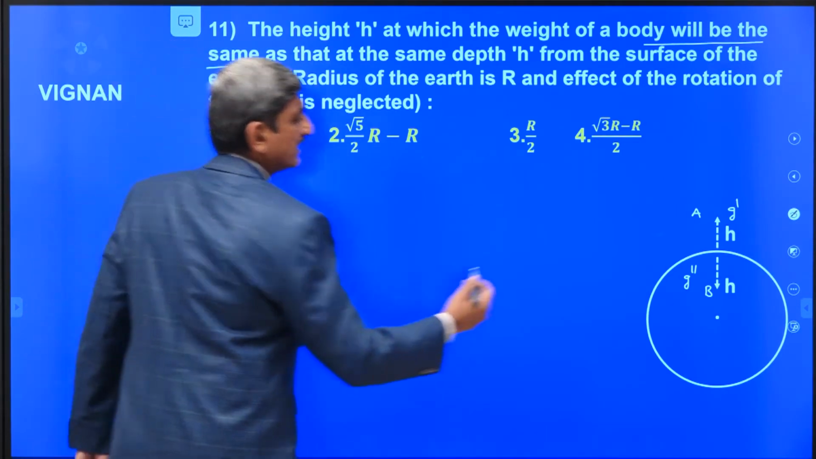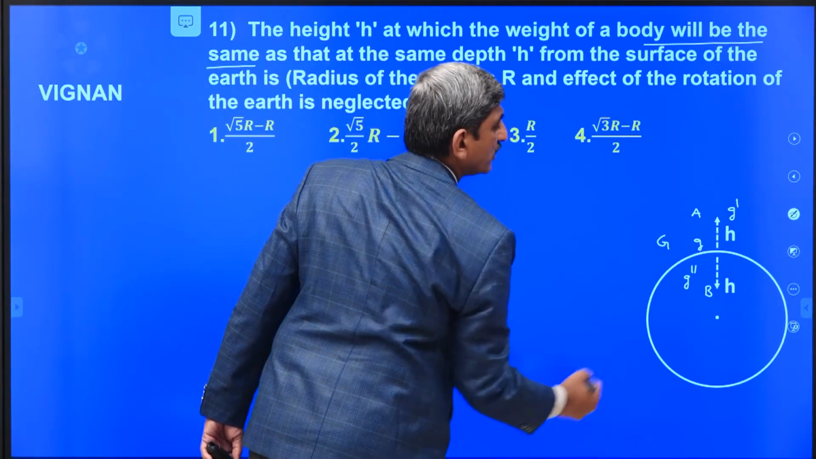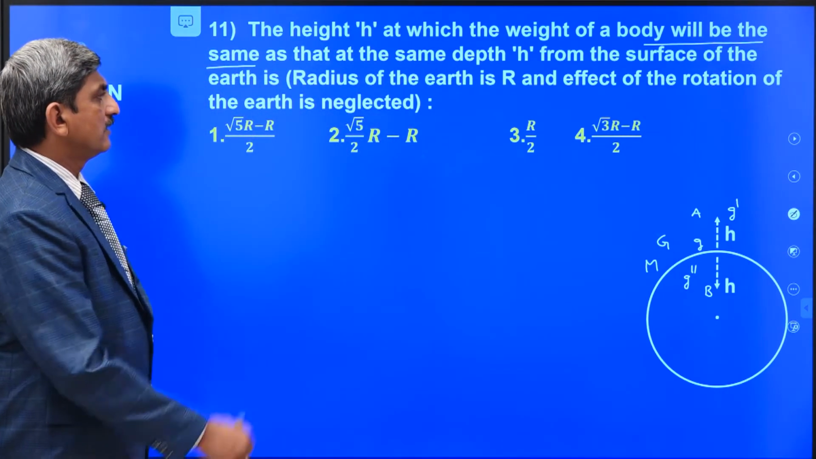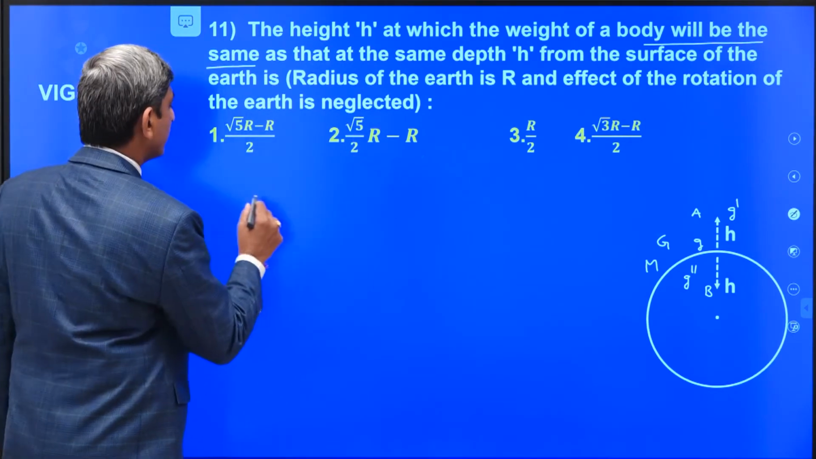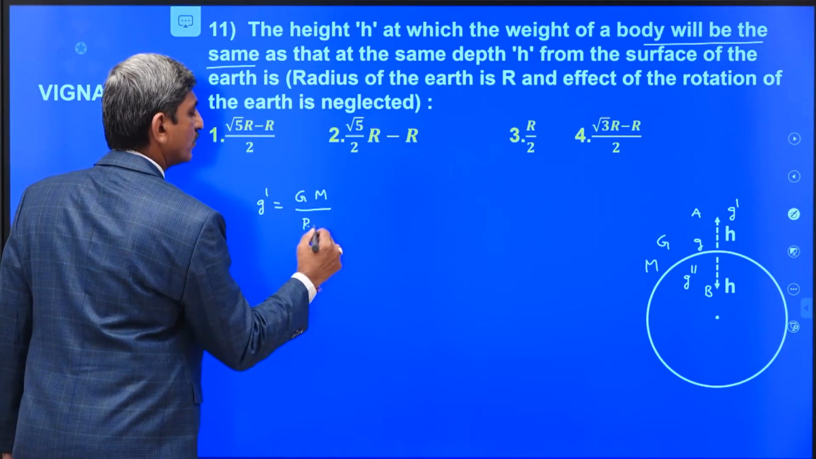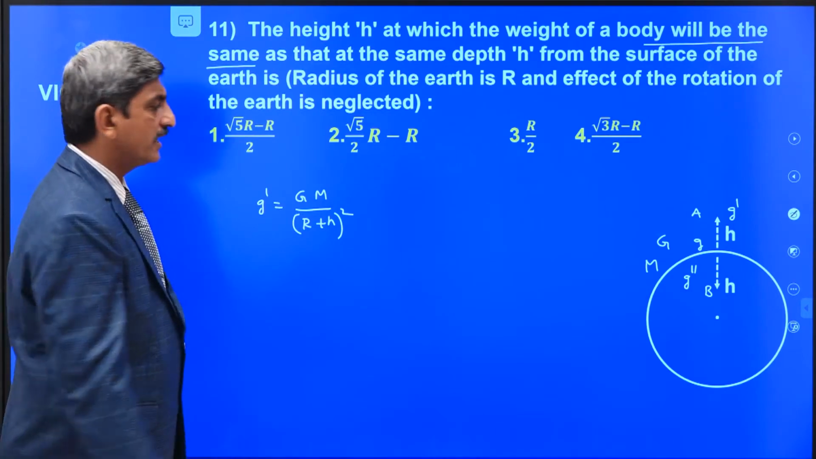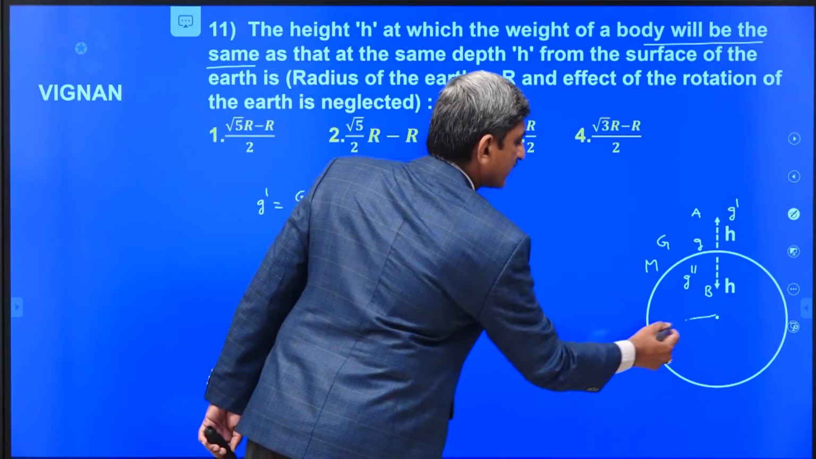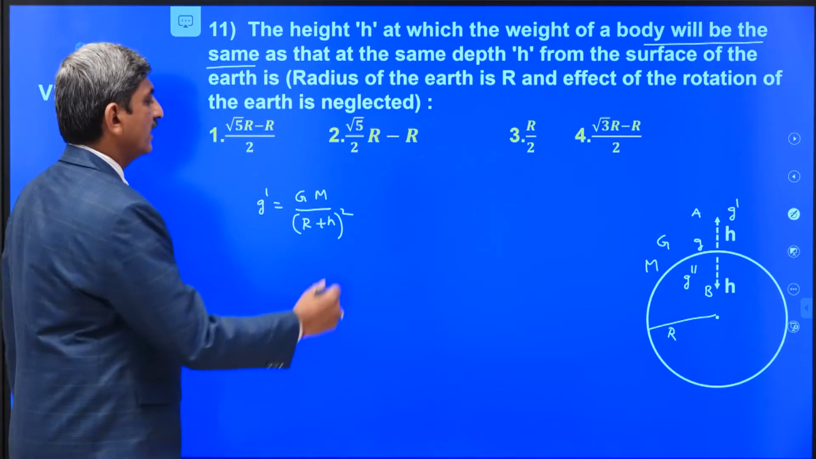Suppose g is the acceleration due to gravity on the surface, capital G is the Newton's universal gravitational constant, and m is the mass of the earth. Then the acceleration due to gravity at a height h is given by g dash is equal to GM by (r plus h) whole square. G is the Newton's universal gravitational constant, m is the mass of the earth, and r is the radius of the earth. h is the height of the given point. Let it be equation number 1.